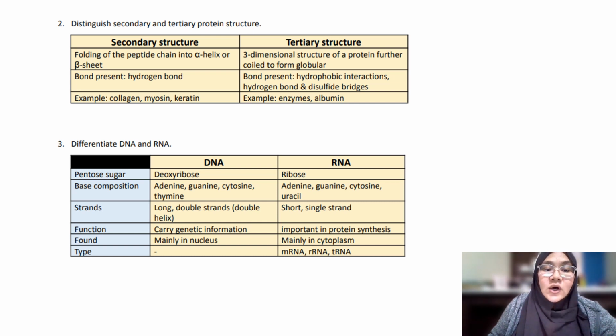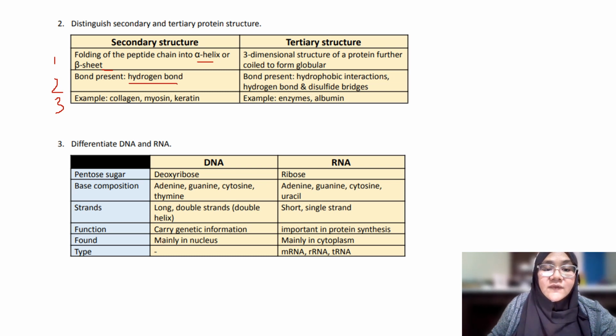Now to distinguish between secondary and tertiary structure, according to this answer, there are 3 points that can be compared, with one of them being an example. Number 1 is that the secondary structure has folding of the peptide chain, forming alpha helix and beta pleated sheet, and the bond present because of this shape is formed because of the presence of hydrogen bonds.